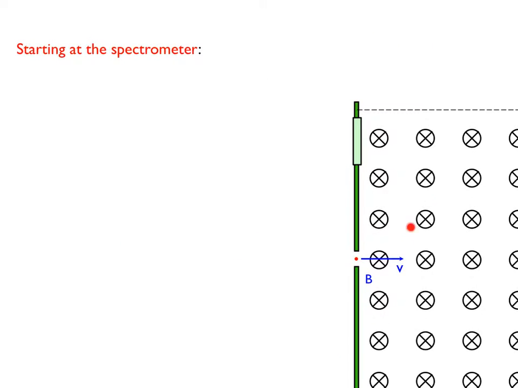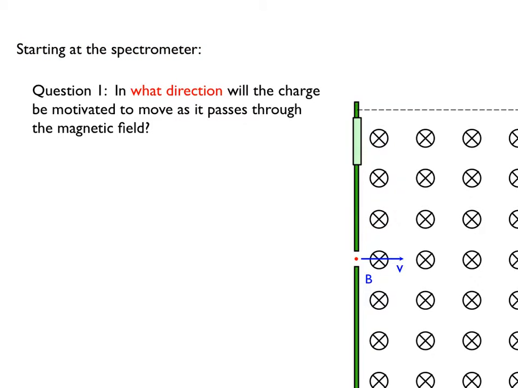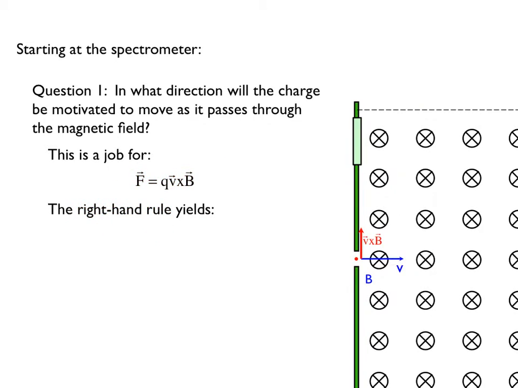We'll start with the far right chamber, which I've called the spectrometer. And the first question to be answered is, if the charge was positive, its velocity was in this direction, the magnetic field was into the page, in what direction would it be motivated to move as it passed into this cavity? We know that the relationship that governs the force on a charge moving through a magnetic field is QV crossed into B. Using the right-hand rule, we get V crossed into B at this point, giving us a force that's up. In other words, the body would begin to follow an arc that was upward.